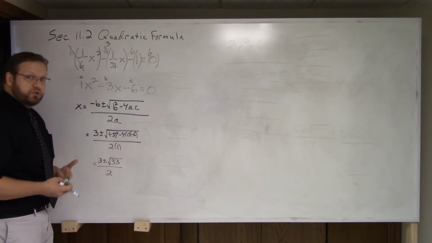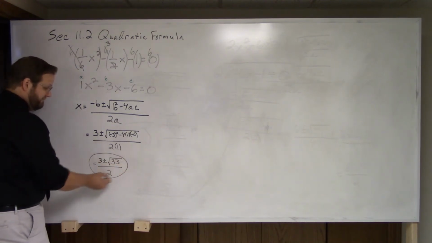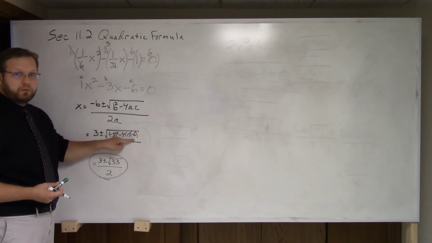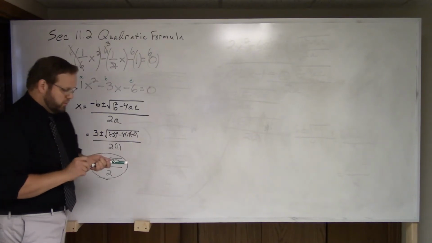And in this case, there's no perfect square that's going to go into that. So actually, that's it. All you really had to calculate was this. Okay? So there's your answer. We can move on. Let's do one more like this.